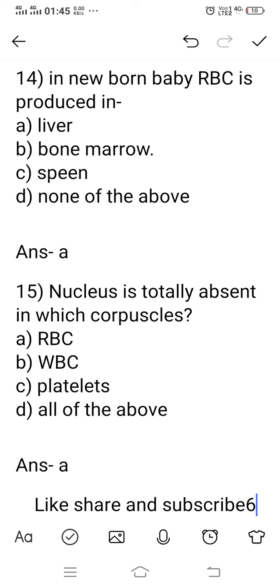Last question, question number 15. Nucleus is totally absent in which corpuscle? Generally there are 3 types of corpuscle: RBC, WBC, platelet. Option number A, RBC. Option number B, WBC. Option number C, platelet. Option number D, all of this above. So the right answer is option number A, RBC. In RBC, the nucleus is totally absent.